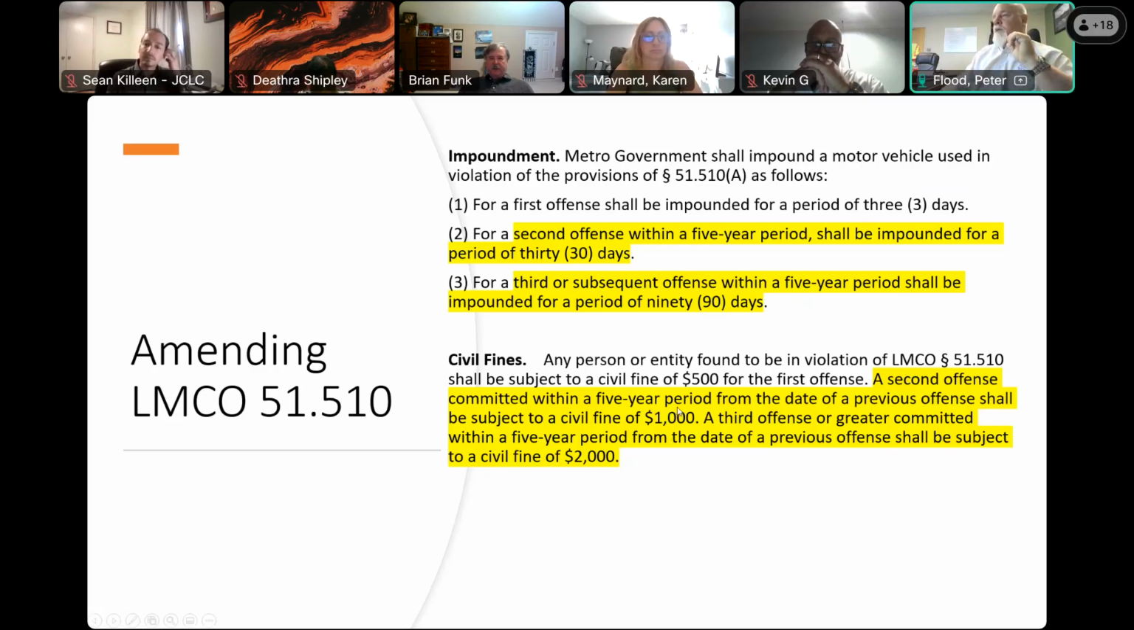So in the civil fines, it also increases the fine amount. For a second offense within a 5-year period, they shall be subject to a $1,000 fine. And a third offense within a 5-year period, it goes to a $2,000 fine. So while this does not hit a lot of people, it hits the people that are out there doing it a lot. And those are the people that we really need to get to, the really bad actors. This also passed through the committee of Metro Council today. Both of these votes were unanimous.